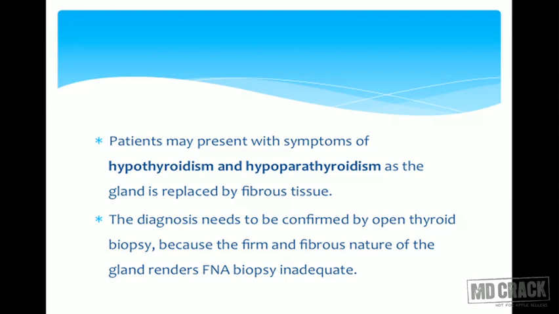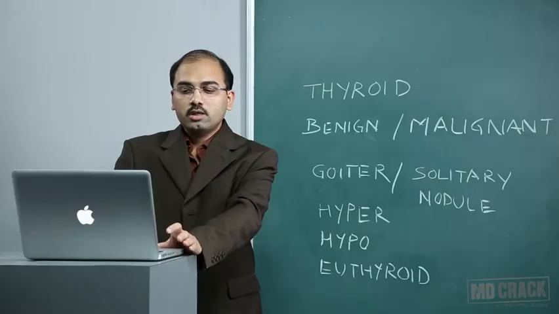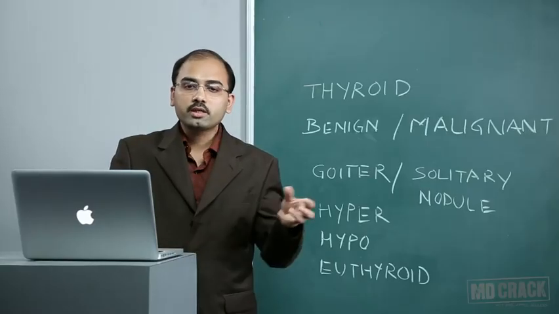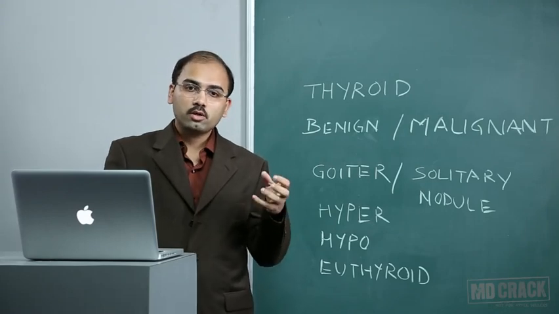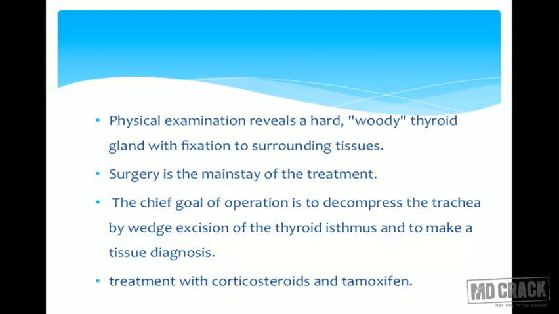The diagnosis needs to be confirmed by open thyroid biopsy because the firm and fibrous nature of the gland renders FNA biopsy inadequate or inconclusive. You won't get the cells even if you put the needle in, because there will be a lot of fibrosis. Physical examination will reveal a hard and woody thyroid gland with fixation to surrounding structures. Surgery is the mainstay of treatment.